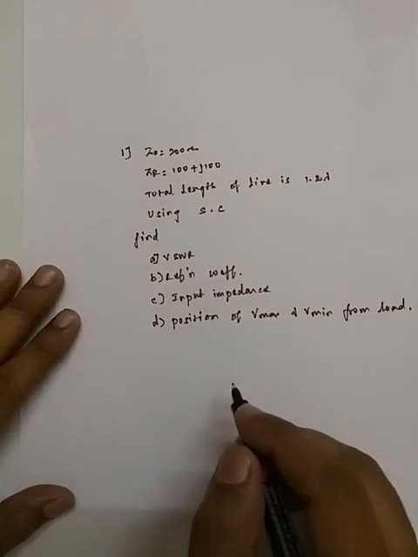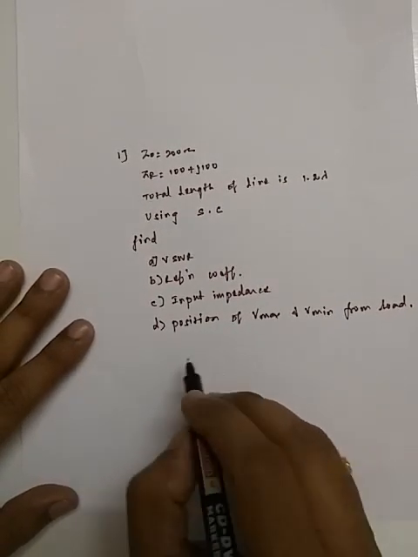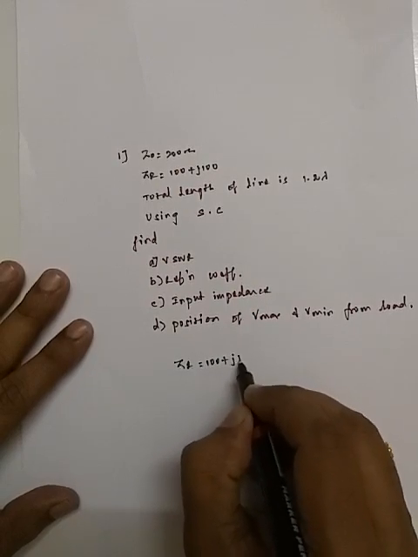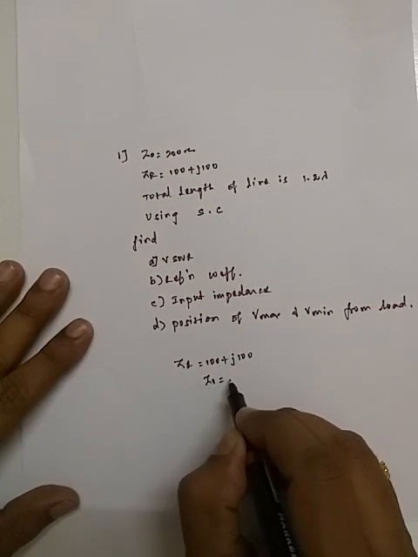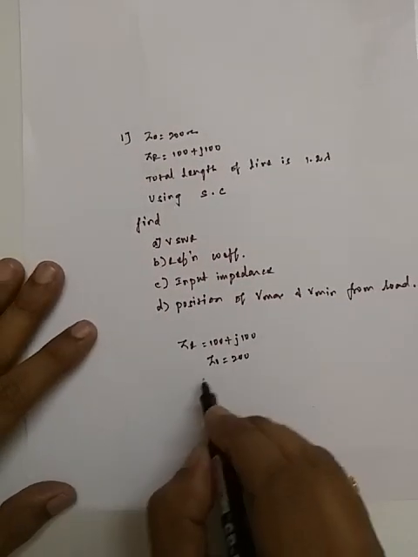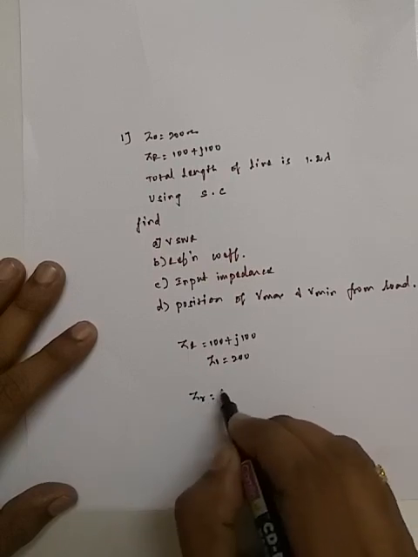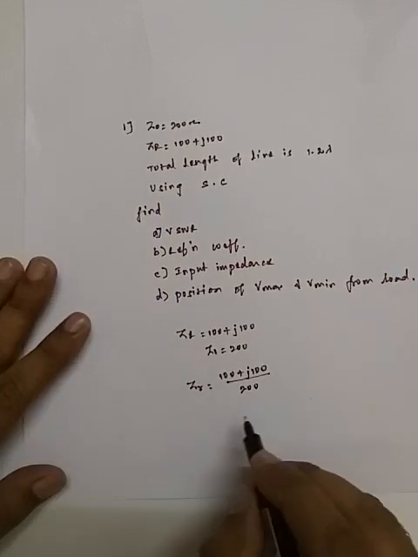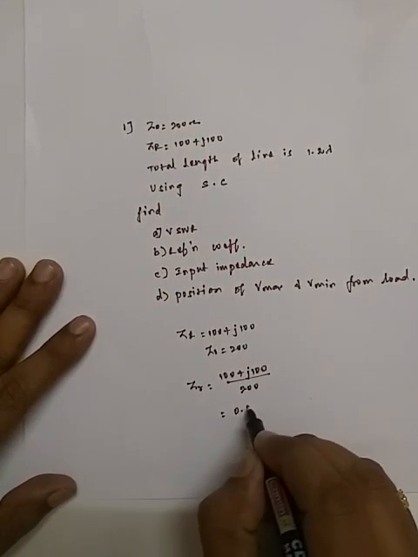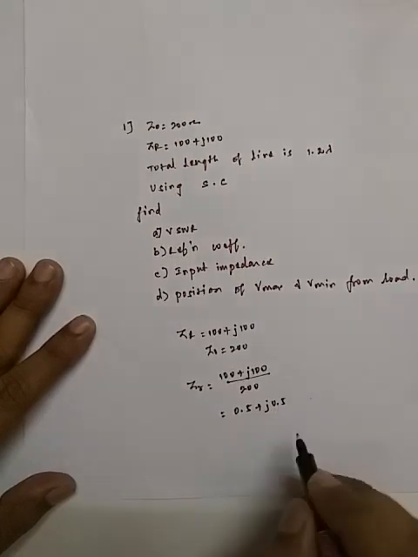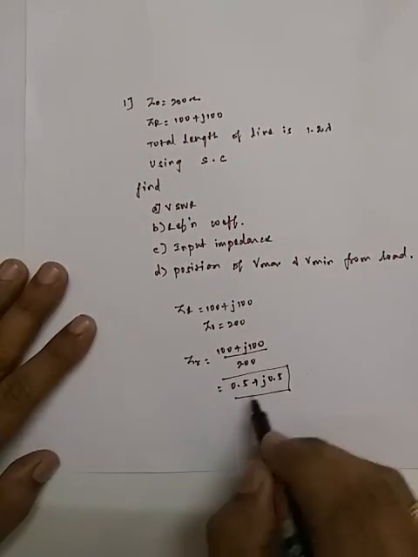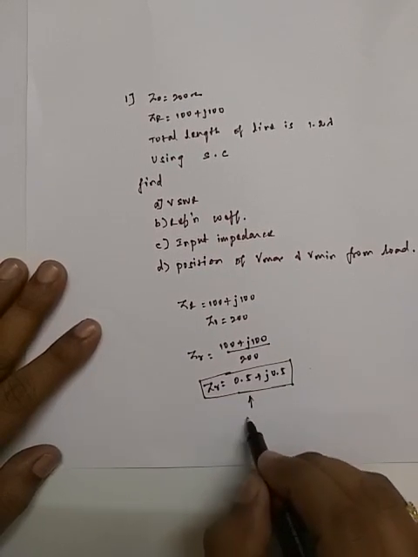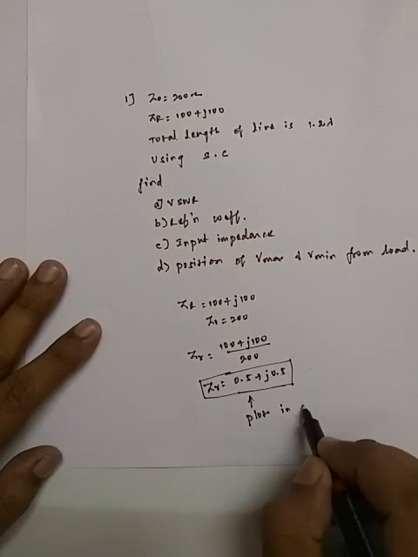So the first step to solve this problem is to find the normalized impedance. The given value is ZR, which is 100 plus J 100, and Z naught is equal to 200. So normalize the impedance, which will give you z small r, which is 100 plus J 100 divided by 200, and the obtained value is 0.5 plus J 0.5. This is the normalized load impedance we are going to plot in the Smith chart.